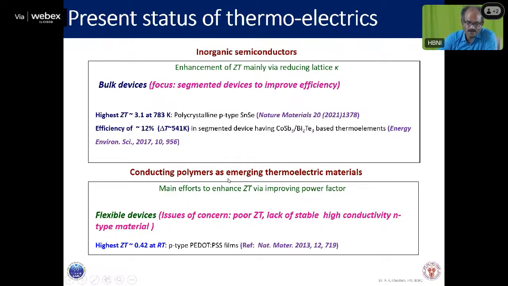And for organic conducting polymer based thermoelectric materials for flexible devices, they show very poor ZT. They are not very stable, and a high conductivity n-type material is also an issue. It is not available. The highest ZT for organic is nearly 0.42 at room temperature, and this is for PEDOT:PSS thin film.